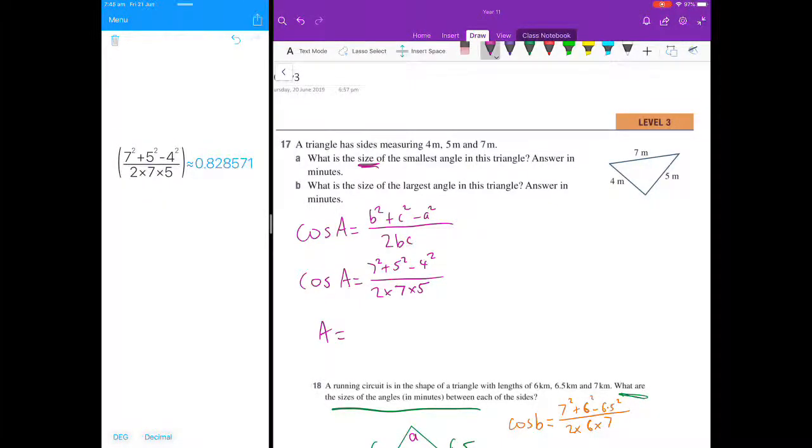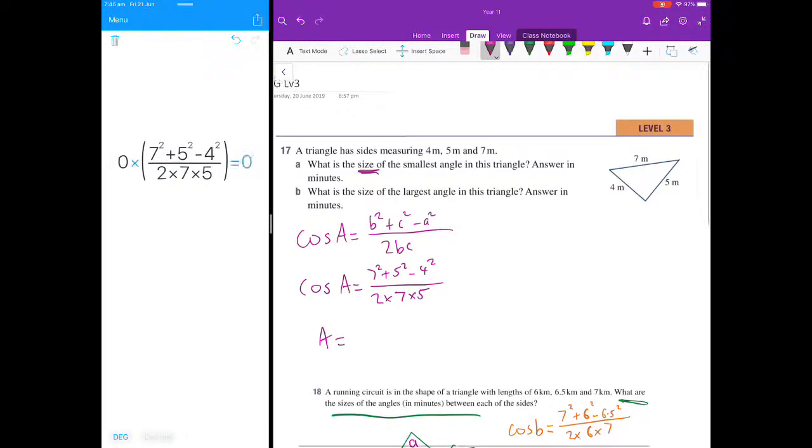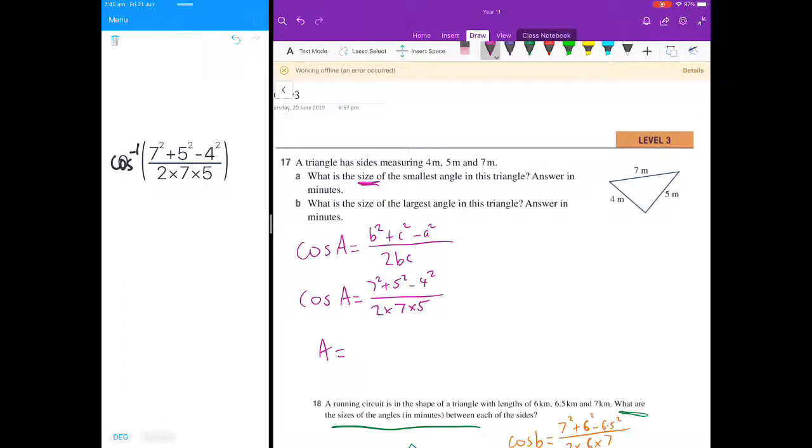Putting our brackets in, brackets are our friends. Now again, you guys can just chuck your calculator into degrees, minutes, seconds mode by either pressing the DMS button or that little degree sign on your calculator to get your minutes. I'm not that lucky with this one, unfortunately.